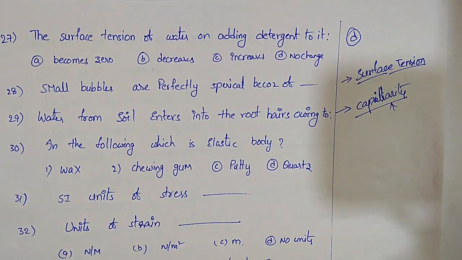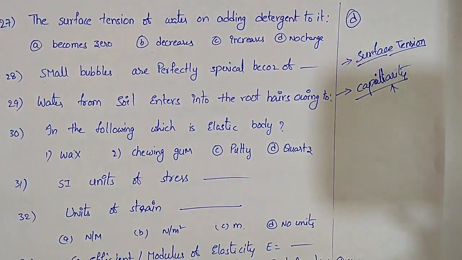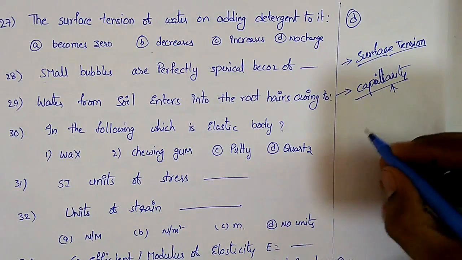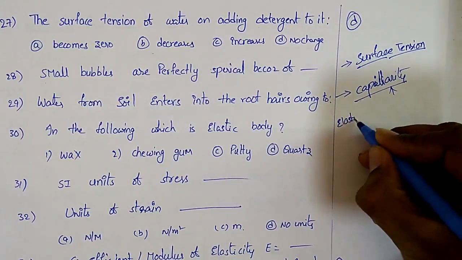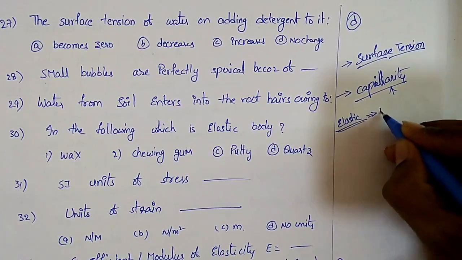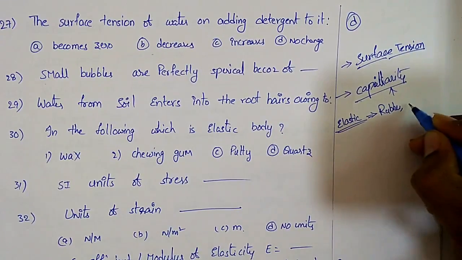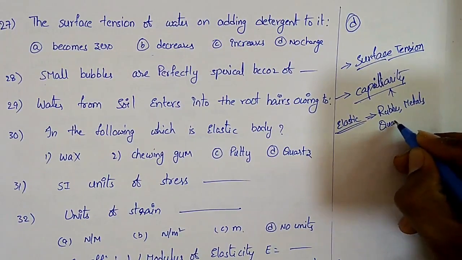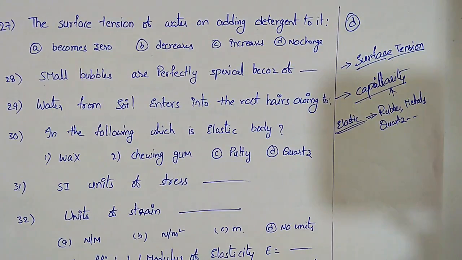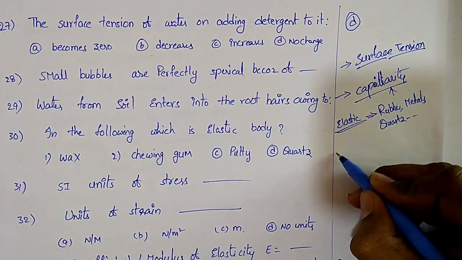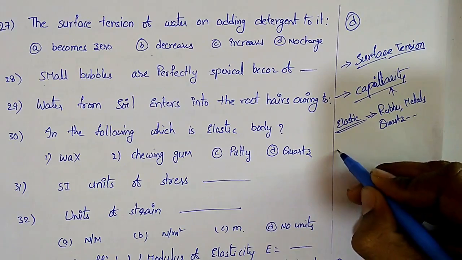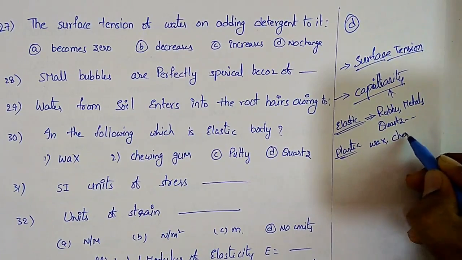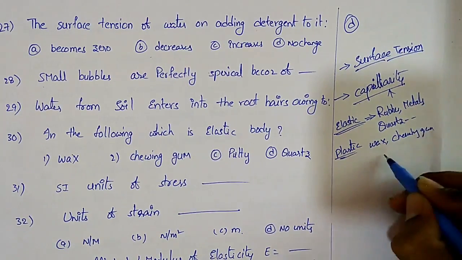And the next one, in the following, which is an elastic body? We know the examples of elastic bodies are rubber, metals, and quartz. These are the examples of elastic bodies. And the non-elastic bodies are plastic bodies, wax, chewing gum, and putty.